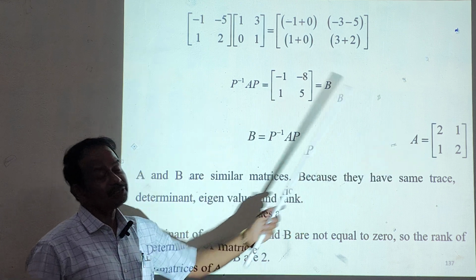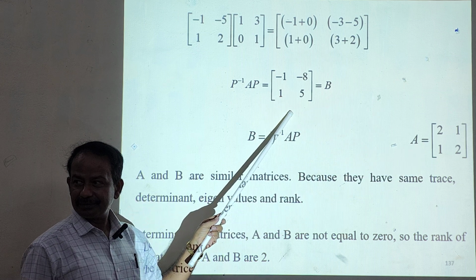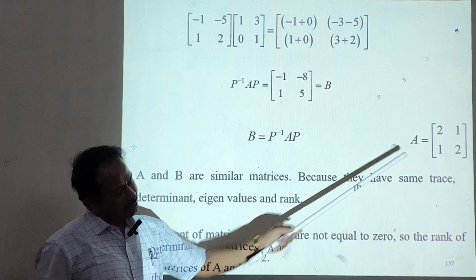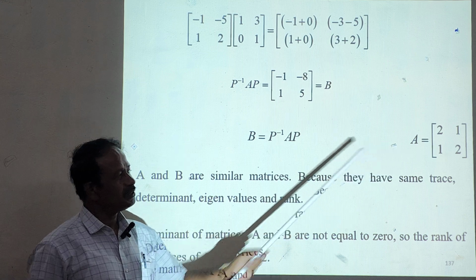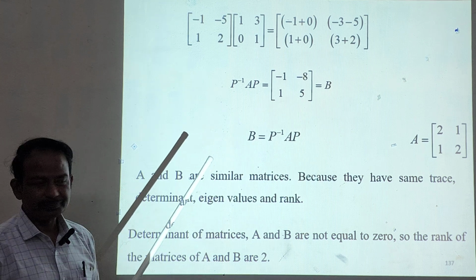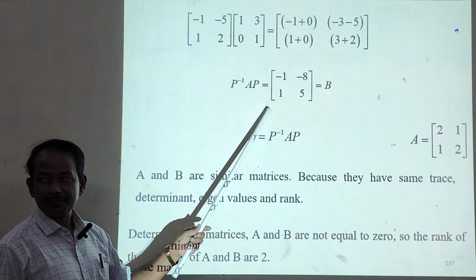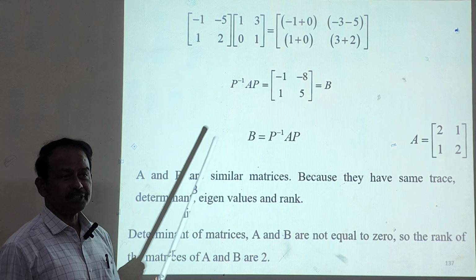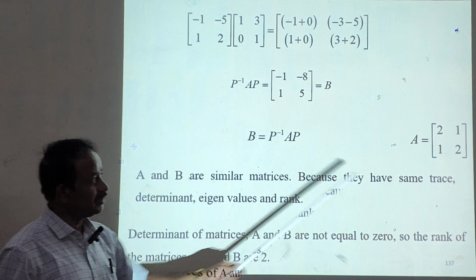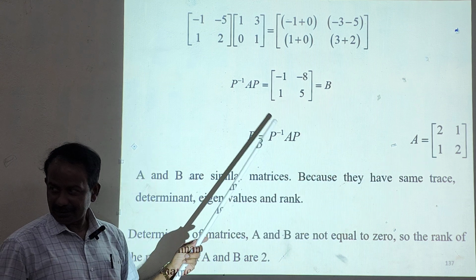What is the trace of the matrix first? 4. What is the trace of the other matrix? 4. So one property is equivalent. Second, let us find the determinant. 2 2s are 4, 4 minus 1, so 3. For B, minus 1 multiplied by 5 is minus 5, then plus 8, so 3. Determinant is 3 here, and here also the determinant is 3.